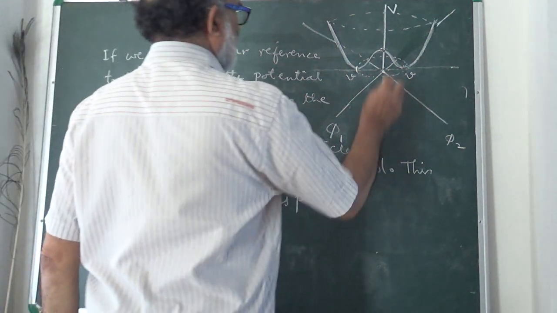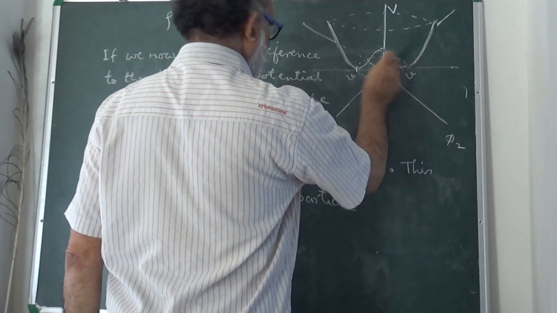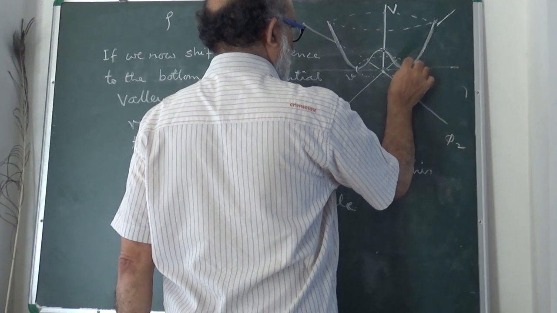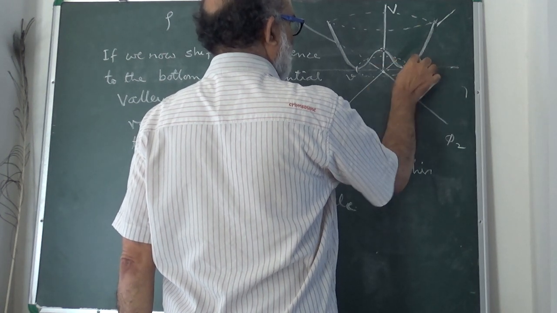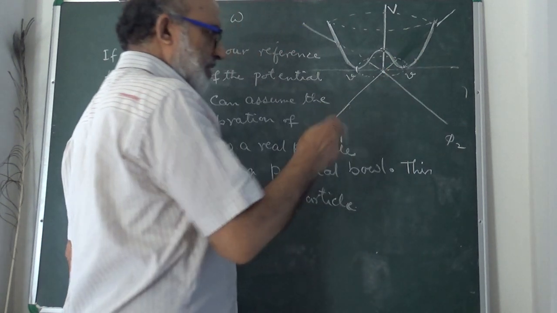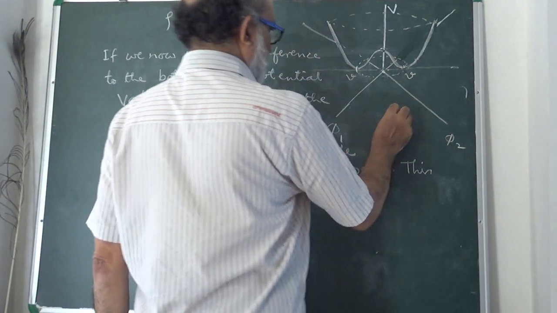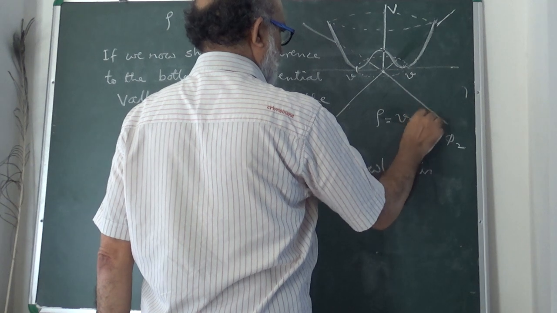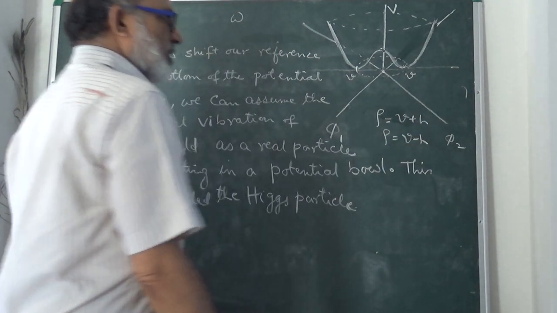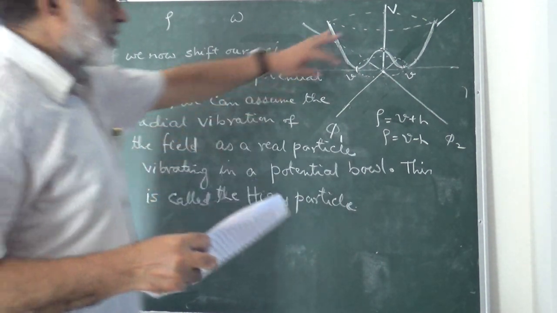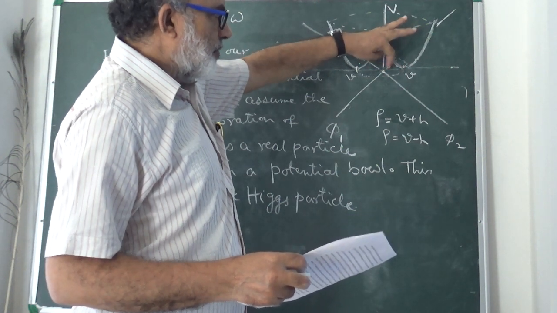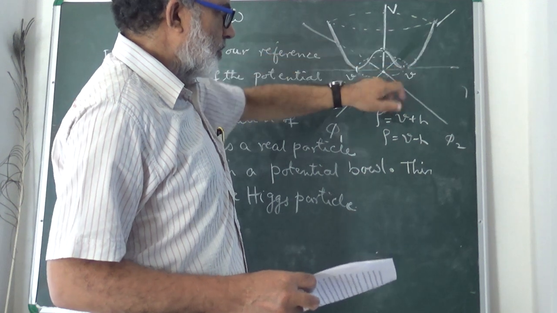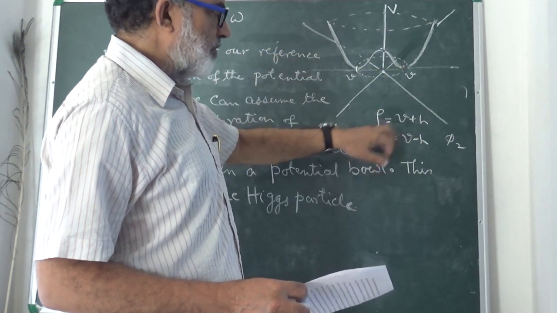At any instant, suppose this is the radius we have assumed as rho. If there is an increase in the rho, say when the particle is here, its radius increases. When the particle is here, its radius decreases. Let the variation in the radius be h. So its radius at any instant may be v plus h or v minus h. Here v is the minimum potential distance, the value of the field at the minimum potential. So this distance is v. So at any instant, its radius may be v plus h or v minus h.